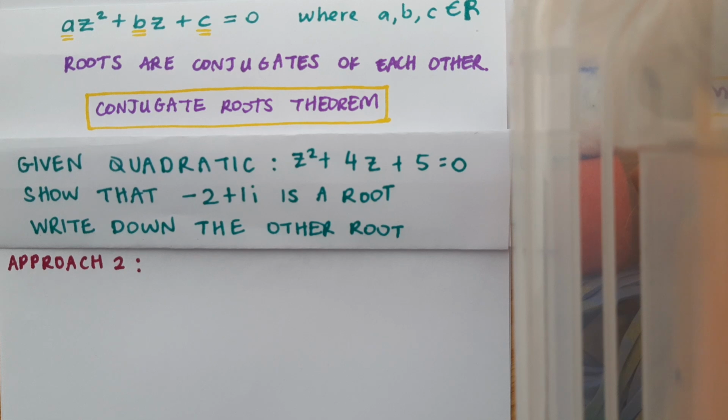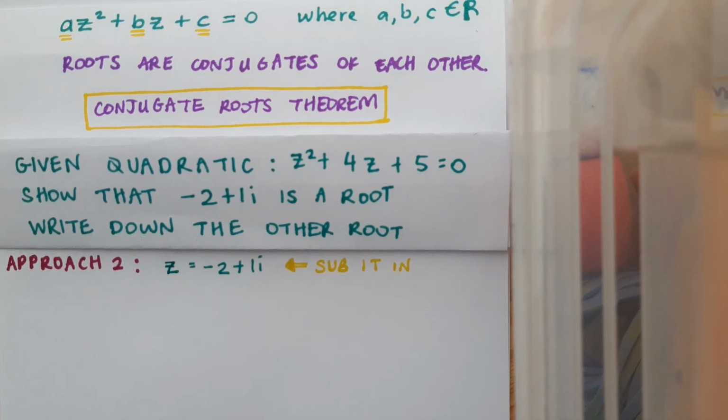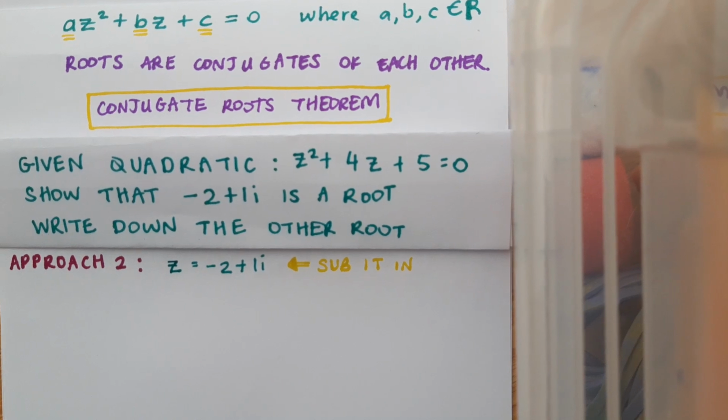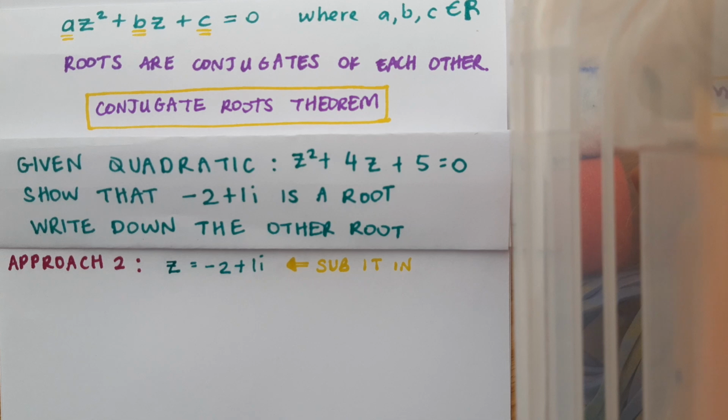Approach number two is an approach that we're familiar with from previously in algebra. If I want to confirm that something is in fact the root of a function, well, then all I need to do is sub it in, and I should expect for the result to be equal to 0. So let's take z equals minus 2 plus 1i and sub it in for z that we see in the quadratic. And again, pause the video here, do that yourself, and see if it does in fact come out as the 0 that we expect.